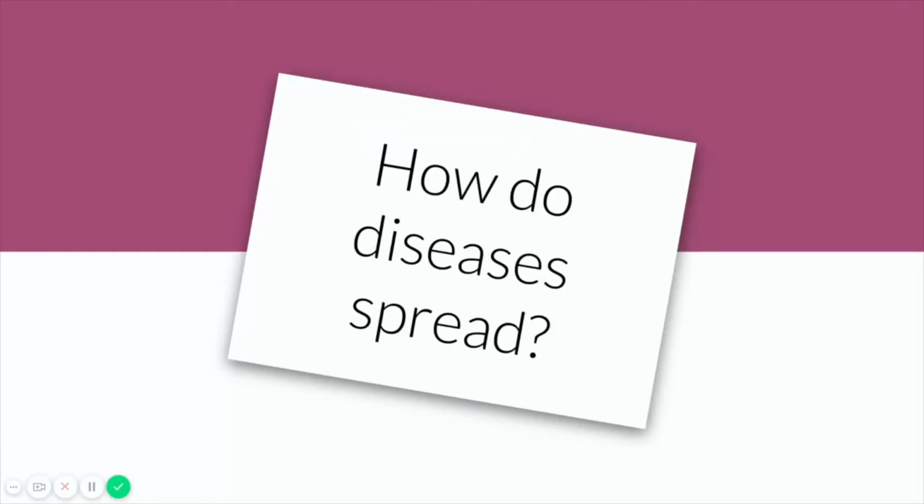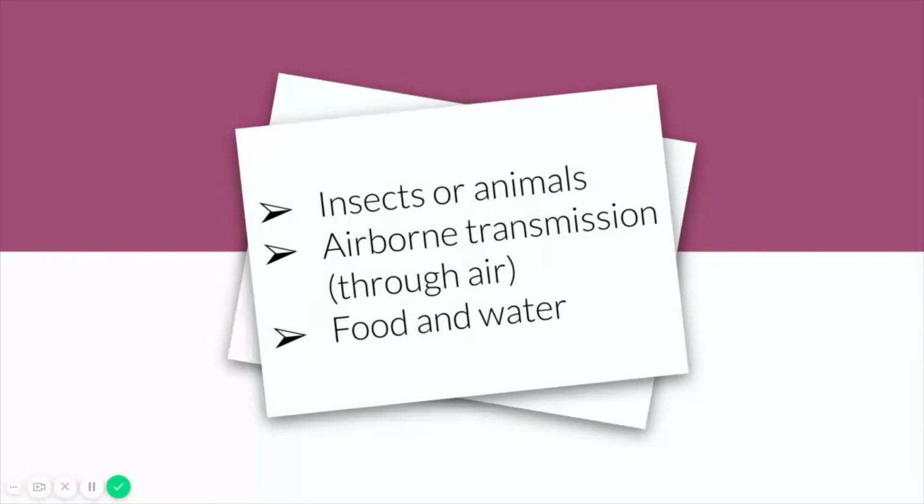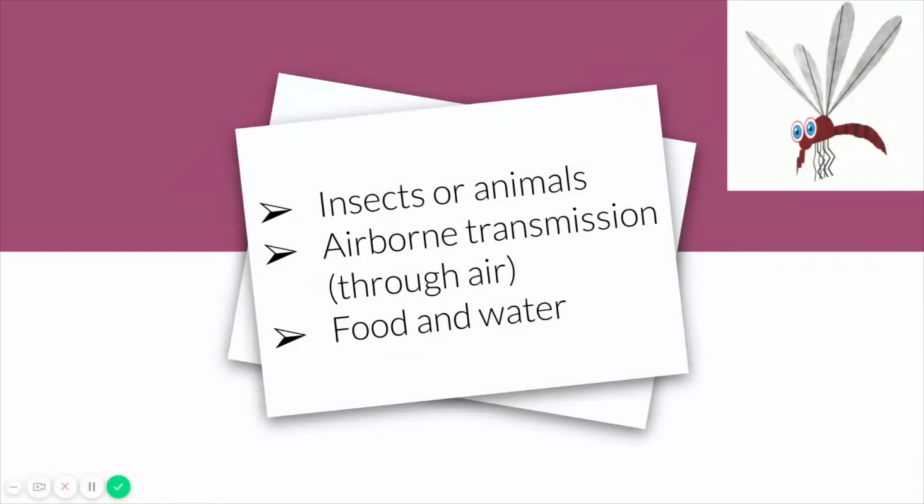So now our question is, how do diseases spread? Once a community or country catches a disease, how does it spread to other communities and other countries? Well, here are a few main causes. First, insects or animals. Many insects and animals can carry diseases and transmit them from person to person. Examples of insect-borne diseases include malaria, which is spread by mosquitoes.